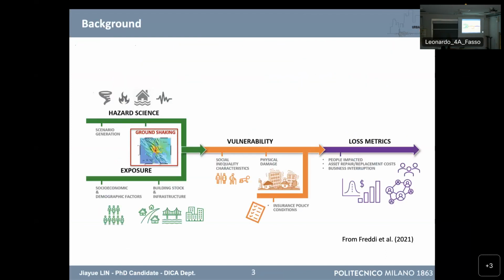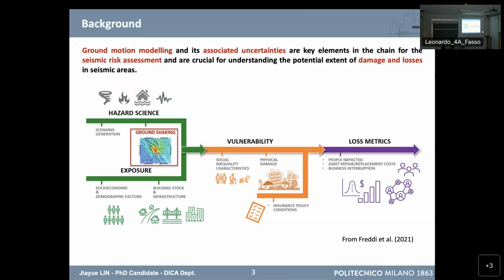For the background, for seismic risk assessment, we need the hazard map and the exposure model, combined with the vulnerability model, and then we can get the damage and loss distributions along this chain. My research focuses on the starting part, the hazard. Specifically, it is about ground motion modeling and its associated uncertainties for future seismic risk analysis.